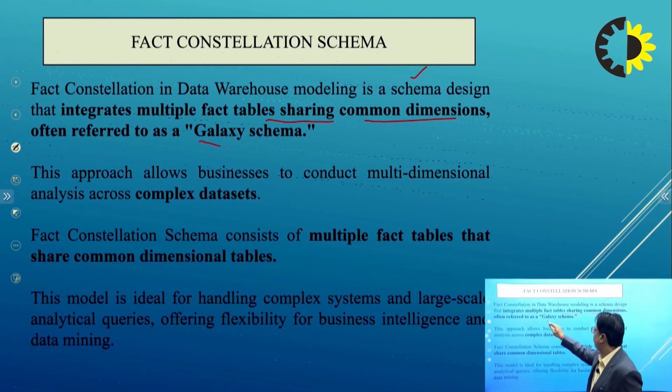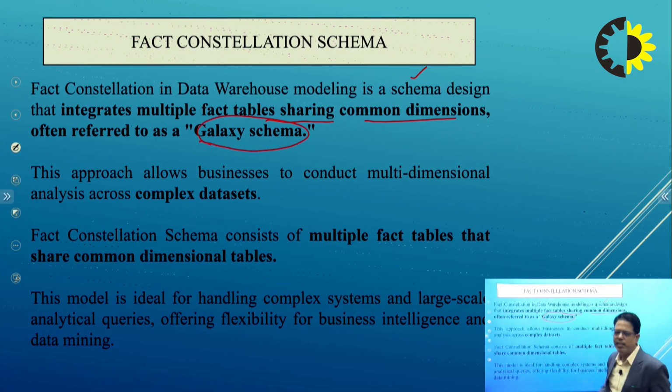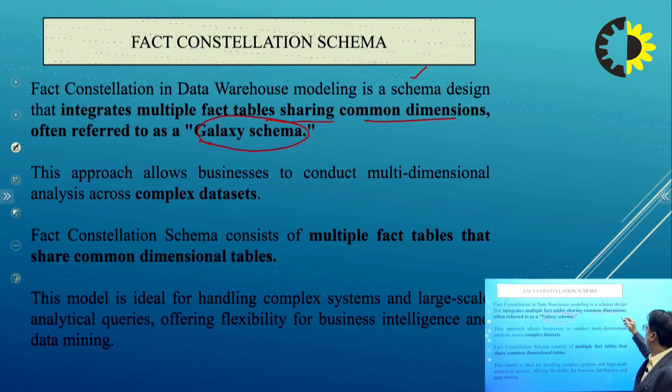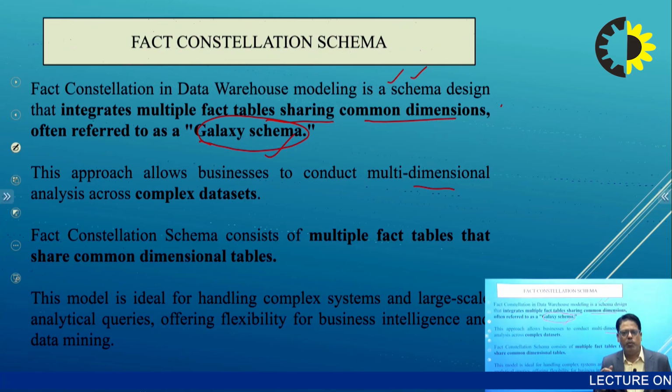We can say galaxy schema, like so many fact tables, so many dimension tables are gathered here in the multidimensional architecture. So, we say galaxy schema for fact constellation schema. Basically, this approach allows a business to conduct multi-dimensional analysis across complex data sets. If we have complex data, a large scale of multi-dimensional data, we use fact constellation schema because we use more than one fact table in the multi-dimensional architecture.